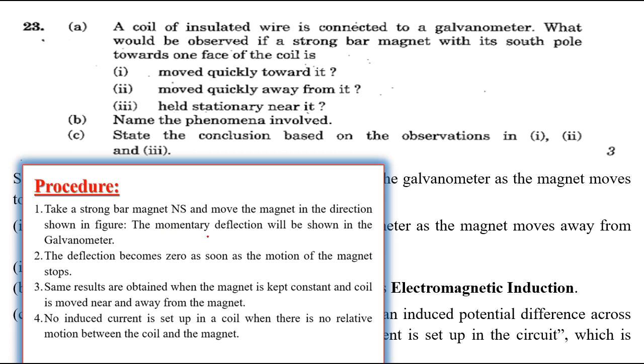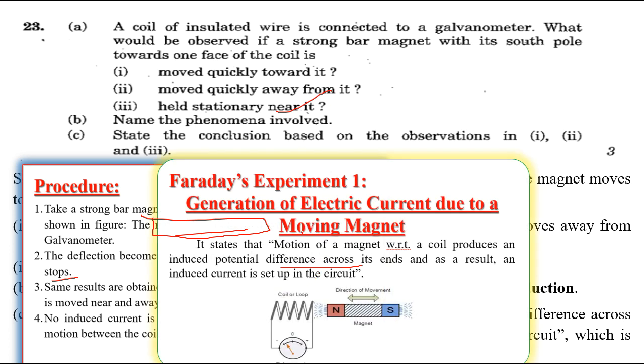There I have drawn one figure also. So there also I have written the momentary deflection. This word is very important: momentary deflection will be shown in the galvanometer, and the deflection becomes zero as the magnet stops. The third part is saying when it is held stationary near to it. So the diagram and the conclusion you can write from here.